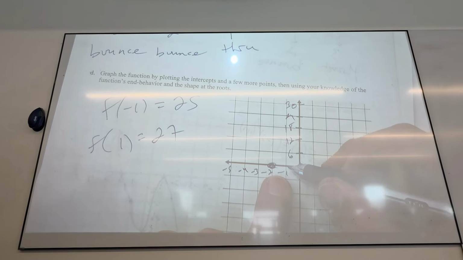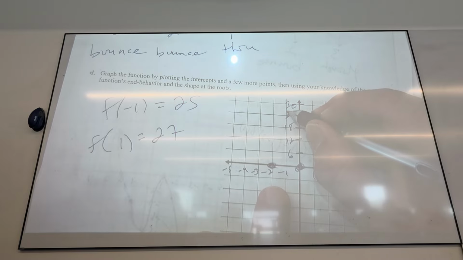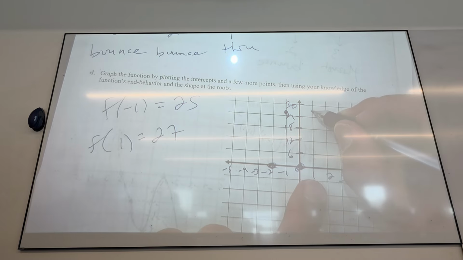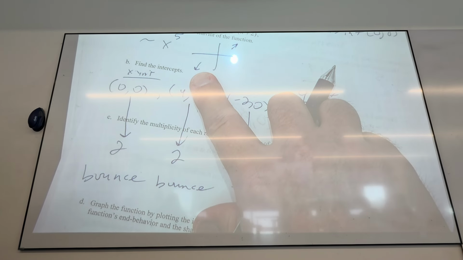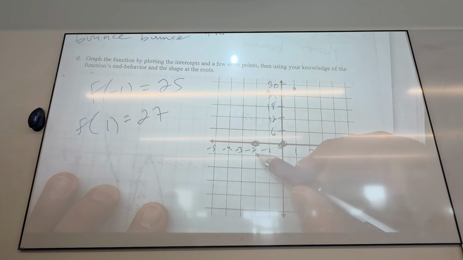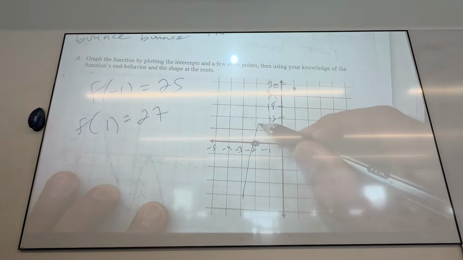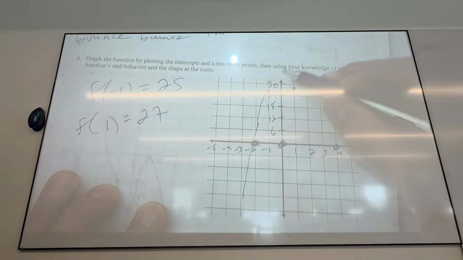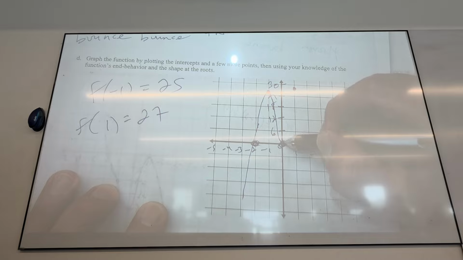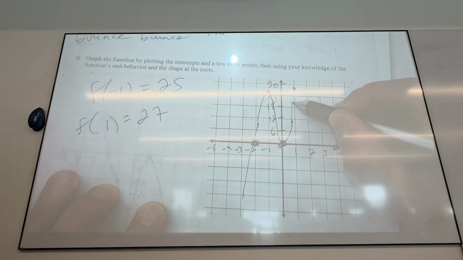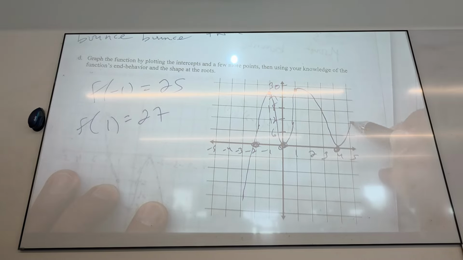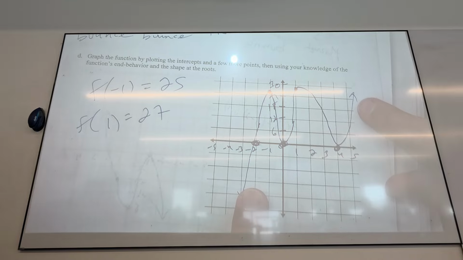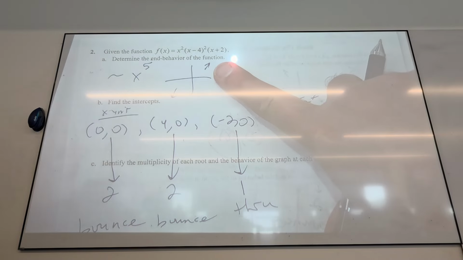So I got negative 1 is 25, and 1 is 27. So now, I start down here, I go through the first one, and every other one I'm going to bounce. So I go here, I bounce down here, go up here. It probably goes up higher, but it doesn't matter. And I'm going to jump down, and I'm going to bounce. Does it match up with my end behavior? Yes, thank the gods.